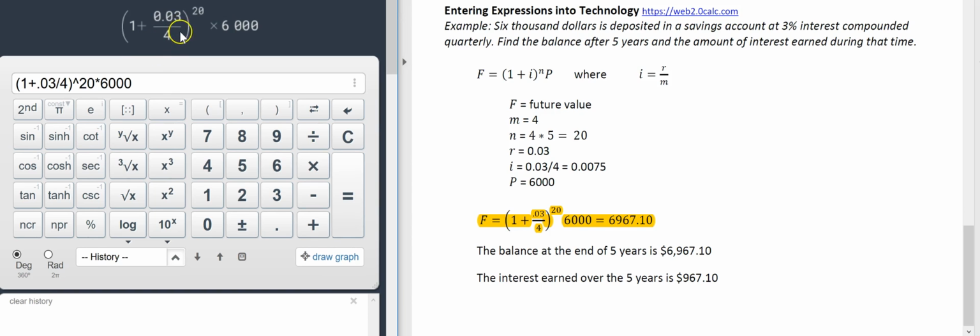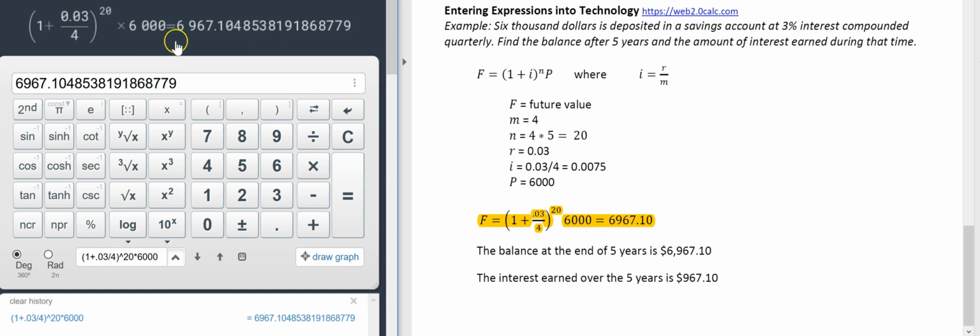1 plus 0.03 over 4 raised to the 20th times 6,000. If this does not appear correct, that means you did not enter it correctly. I can hit equals, and it'll tell me the value is 6,967.10. And so I have a balance at the end of the 5 years of $6,967.10, and that means my interest was $967.10.